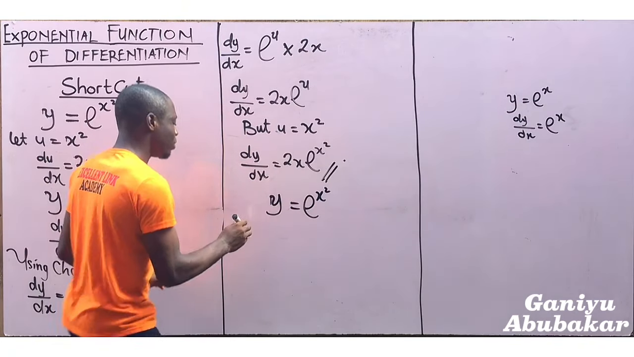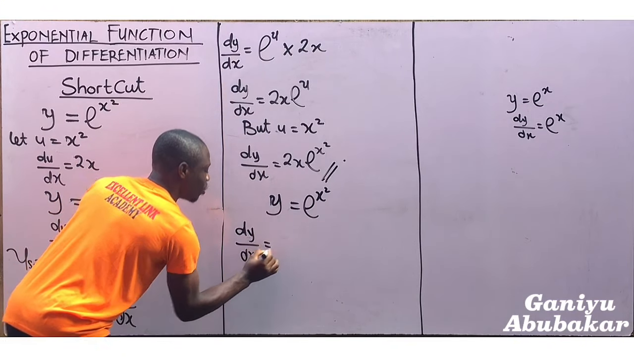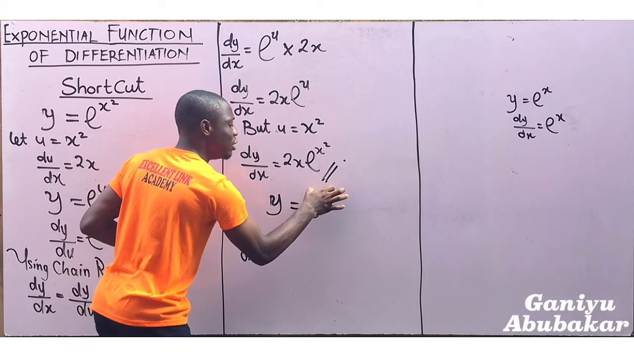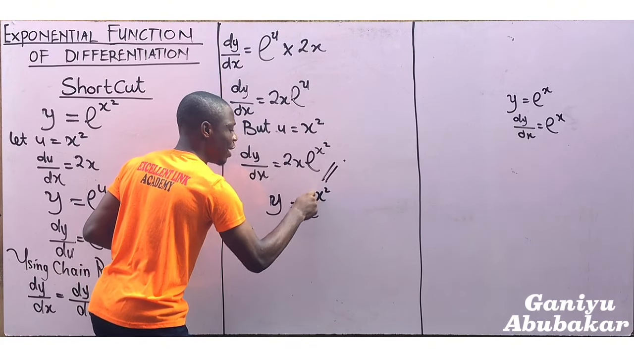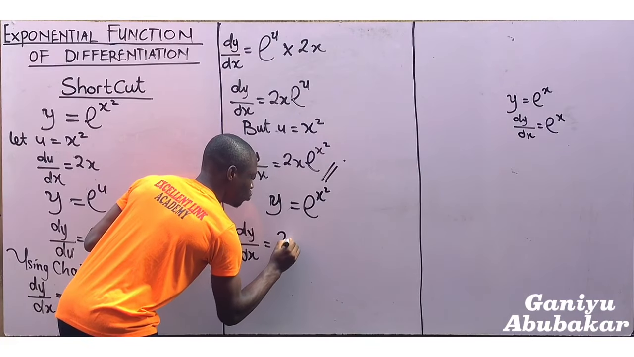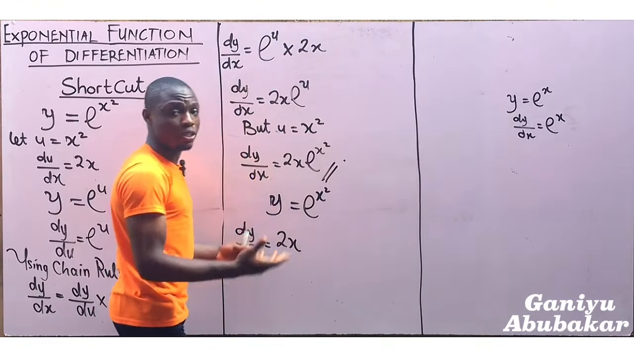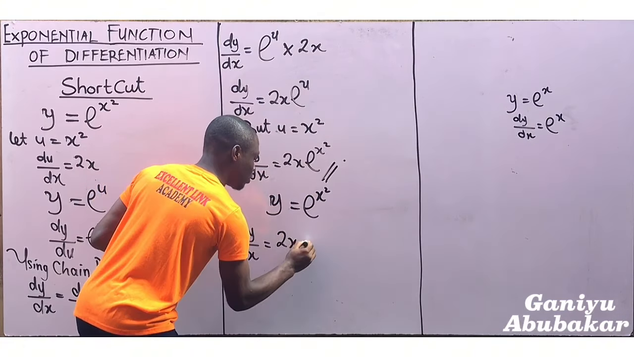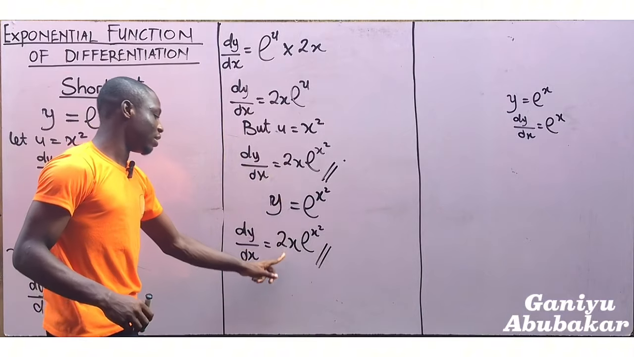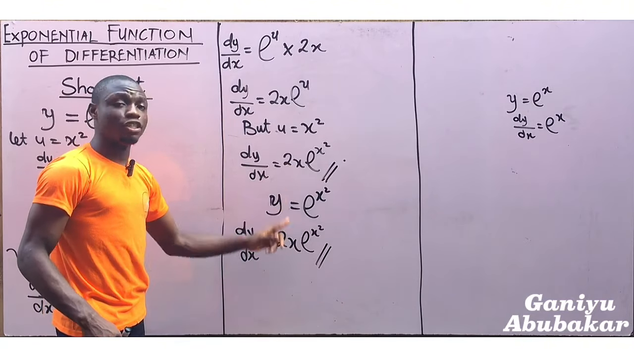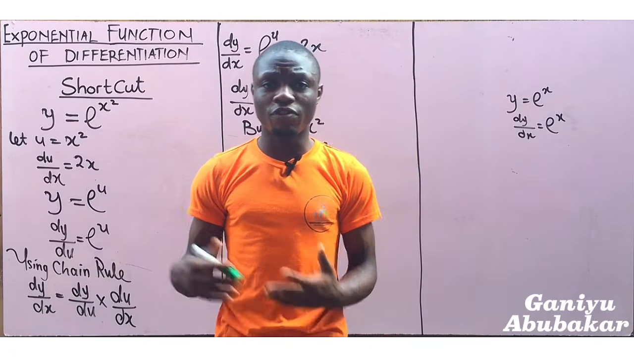What is the shortcut? We said that dy over dx is now equal to, the shortcut is what? We said differentiate the power, right? If I differentiate x squared, I'll have what? I'll have 2x. Next up, repeat the function or the question, as you want to call it. So I'll repeat this one here, exponential x squared. That's all. Observe that this and this are the same. That's all. It's like a shortcut to solve problems under differentiation of exponential functions.